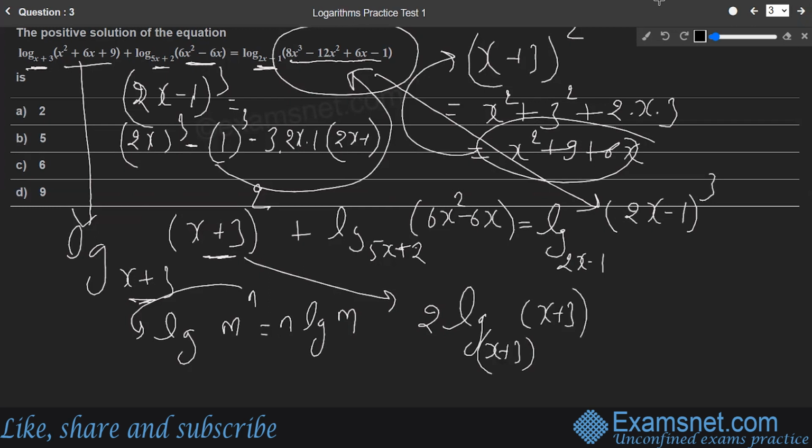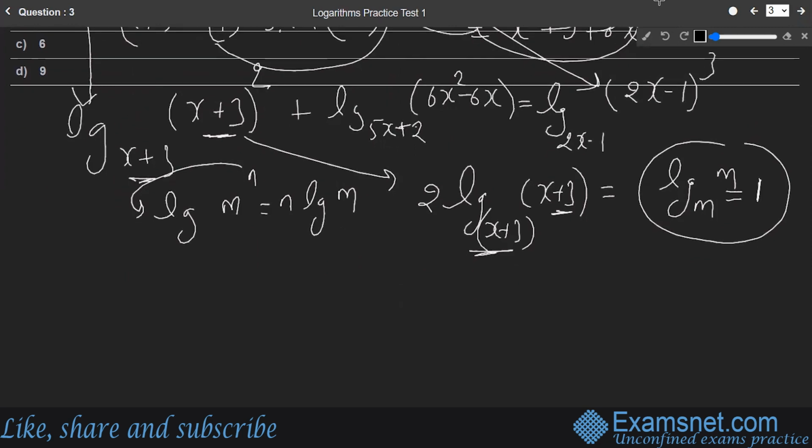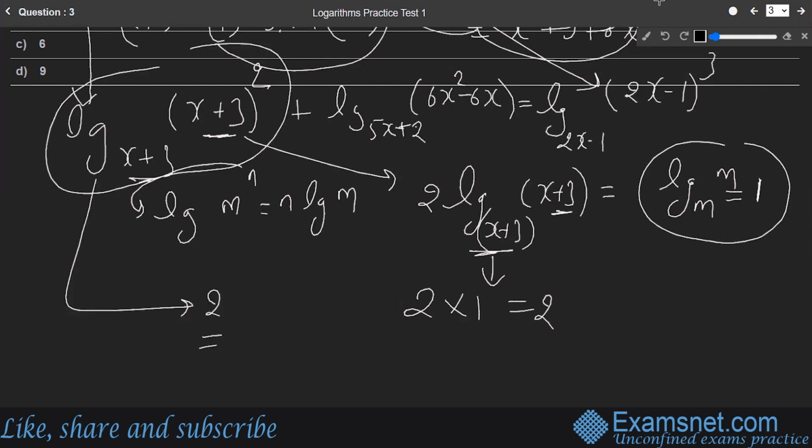Because this 2 would have dropped back, this can be further written as log base (x plus 3) of (x plus 3). Whenever you see something like that, log base m of m, there's a property that log base m of m is always 1. So in place of this 2 log base (x plus 3) of (x plus 3), we can write 2 into 1, that is nothing but 2. So this particular first term has a value of simply 2.